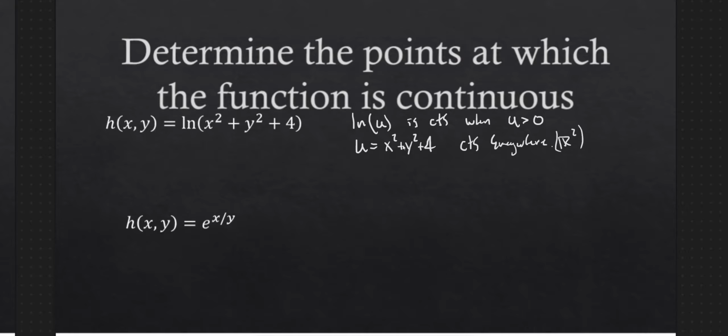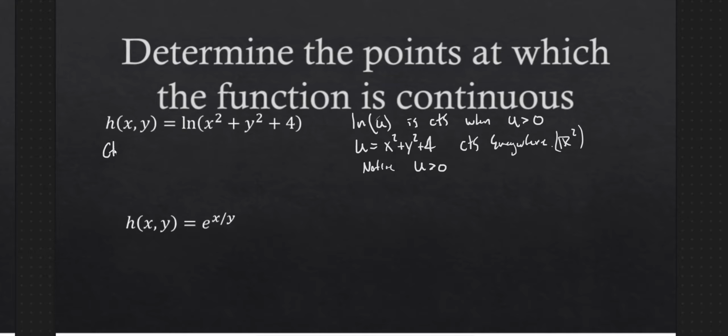The other thing to note is that u, since x squared, y squared, those are non-negative, plus 4, so this will be positive. So notice, u is strictly greater than 0. So the output of u is strictly greater than 0 at all times. And so anything that I put into the natural log, the input will be greater than 0, and hence the function is continuous there. So this whole function is continuous for the entire plane.